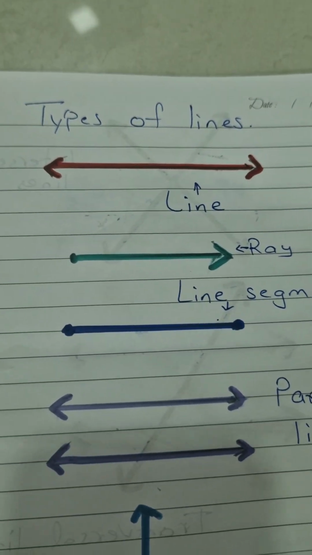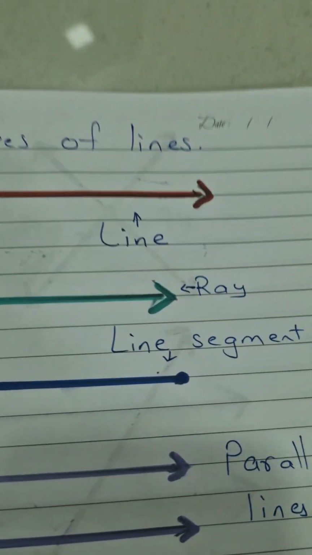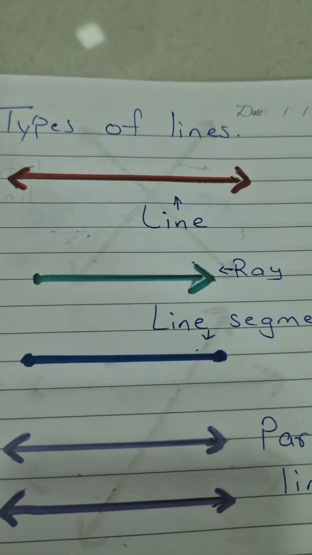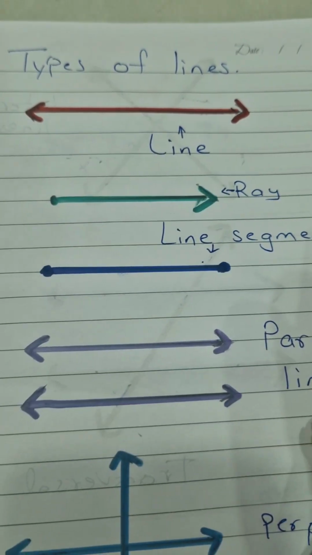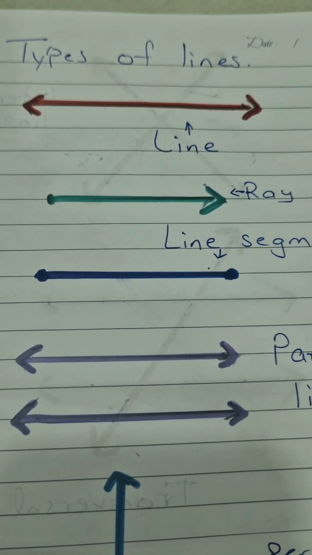So today's topic is types of lines. Like last time I told you, I want to make the angles part 3 for intersecting lines, but before that I thought I should introduce all the types of lines to you guys.